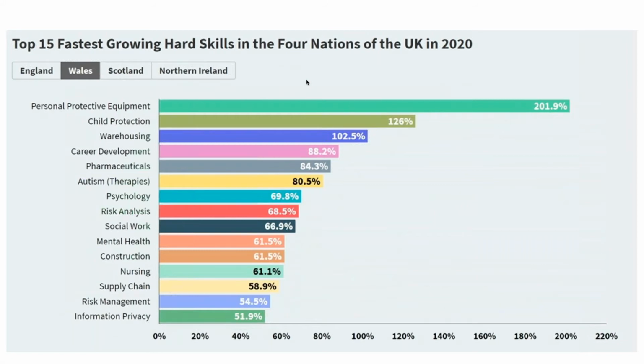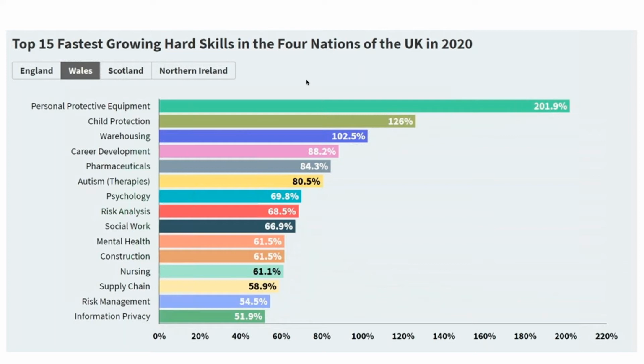The next chart you'll be glad is static, and you can actually see this one much clearer. The last chart, by the way, was for the UK. This is actually for Wales. So this is the top 15 fastest growing hard skills just in Wales. The title says 4 nations, but you'll see there I've got Wales selected. And if you go on our blog, you can actually see this, and it does animate. And you can flip between England, Scotland, and Northern Ireland as well.